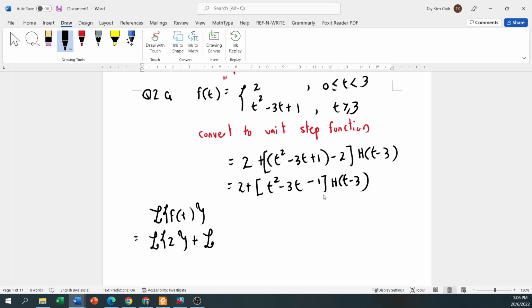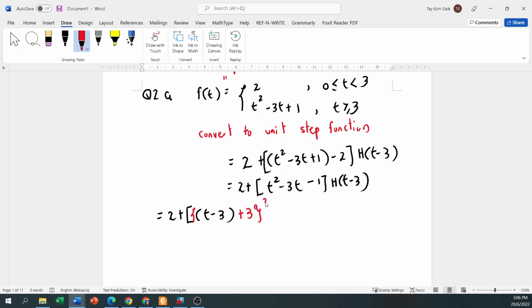In order to use the second shift property, the t here, you have to manipulate to become t minus 3. Okay, then we change it first before we take the Laplace transform. So I put this space, 2 plus. So the t here, change it to t minus 3. You minus 3, you need to add back 3, so that minus 3 plus 3 balances back.